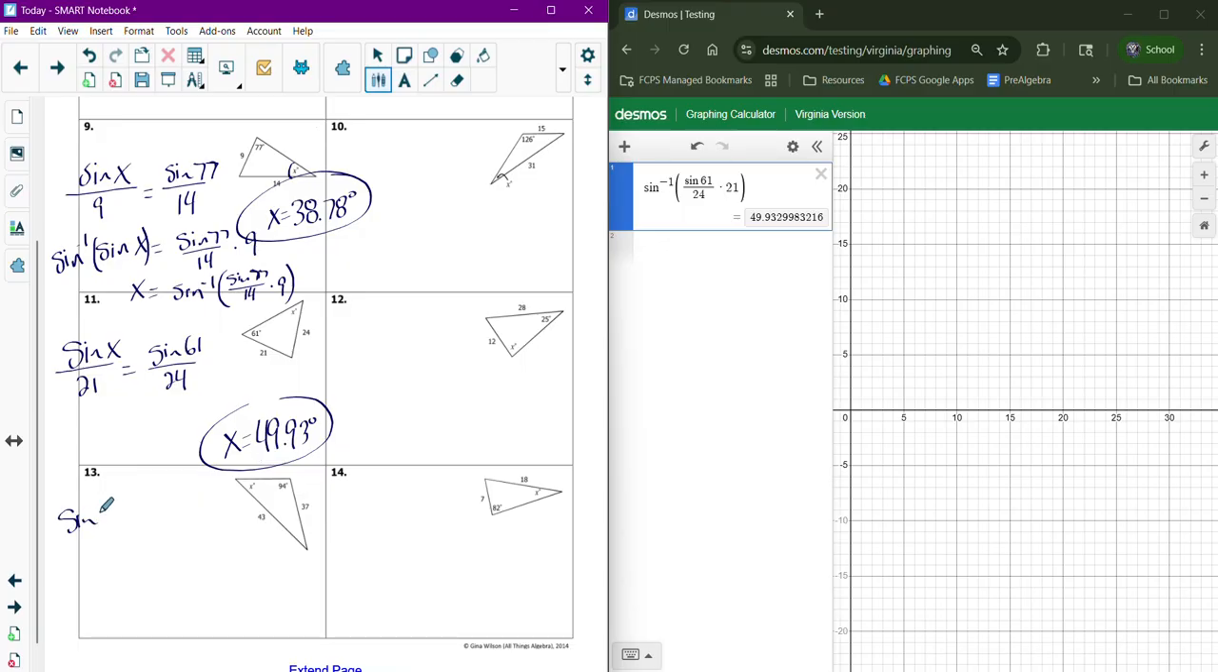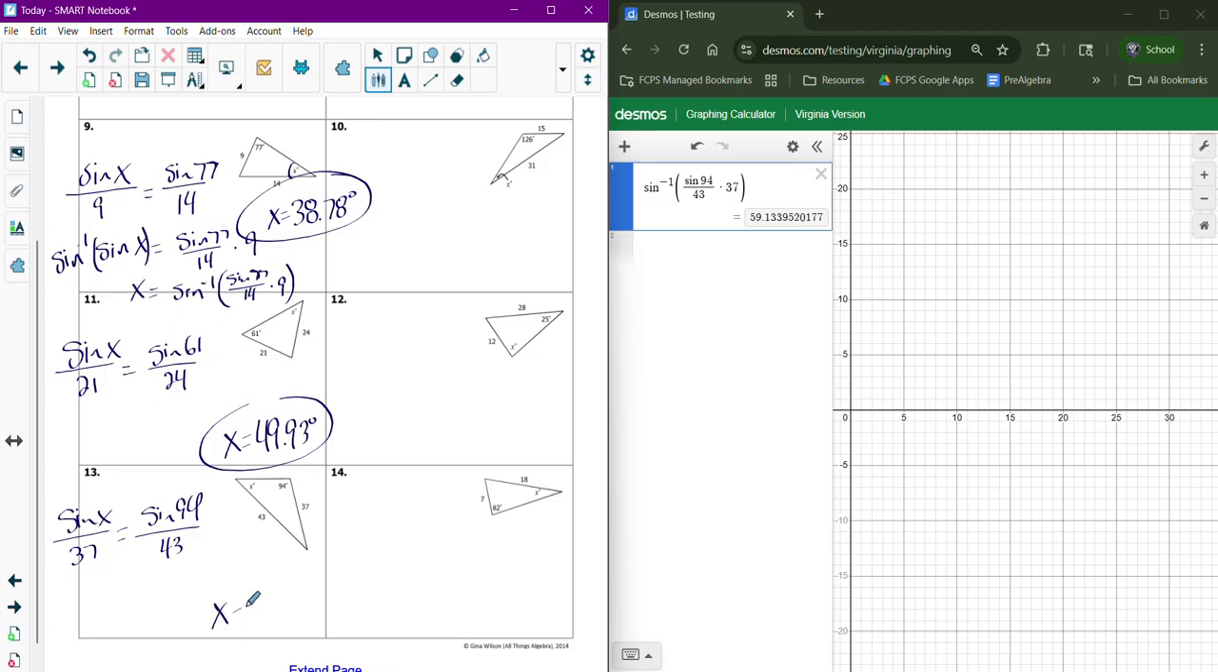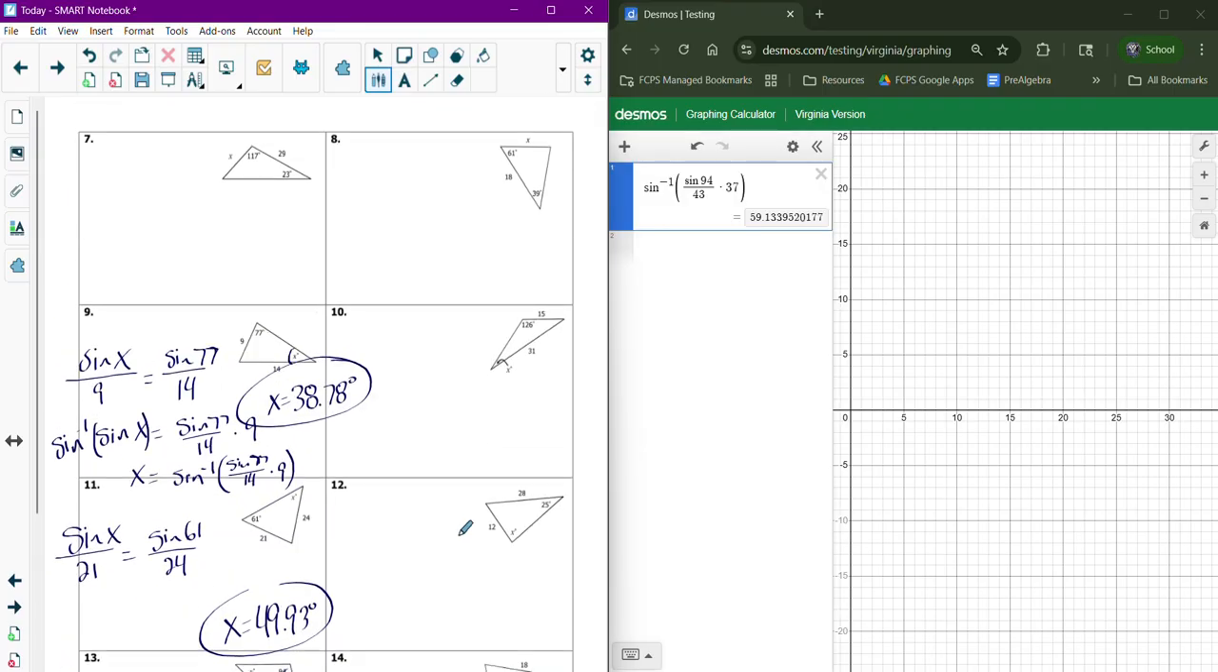One more. Sine of x over 37 equals sine of 94 over 43. So that angle has to be 59 degrees, 59.13. Again, you can check to make sure that makes sense. Across from the 94 has to be bigger than the side length that's across from that 59 degrees. Alright, I hope this helps you complete those odd number problems or even number problems and number 7.